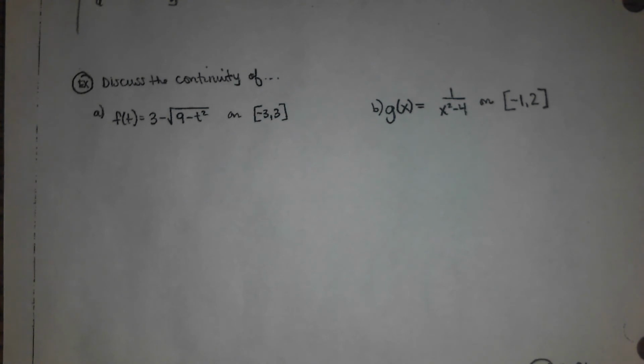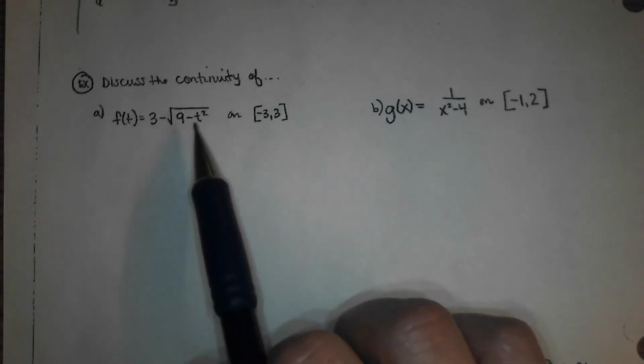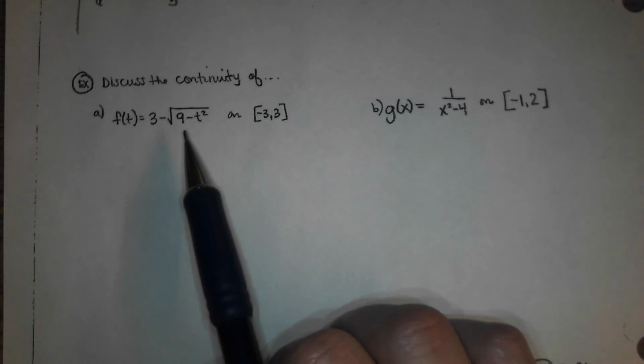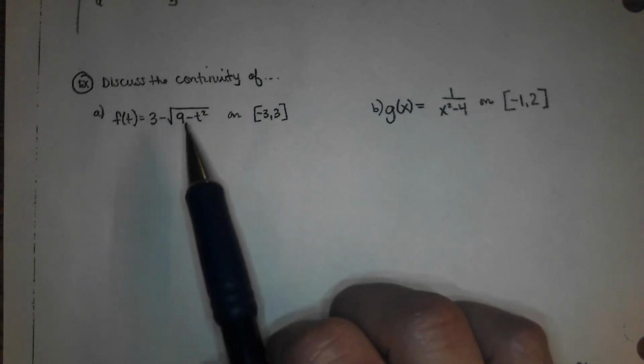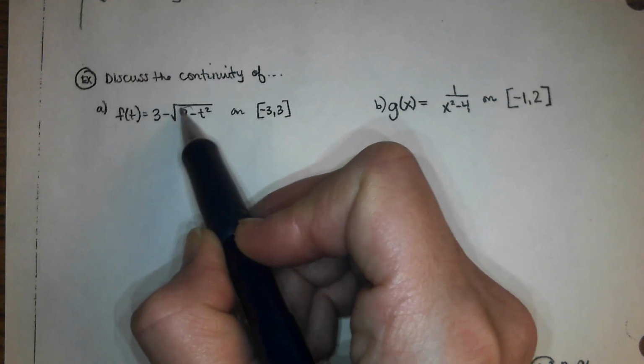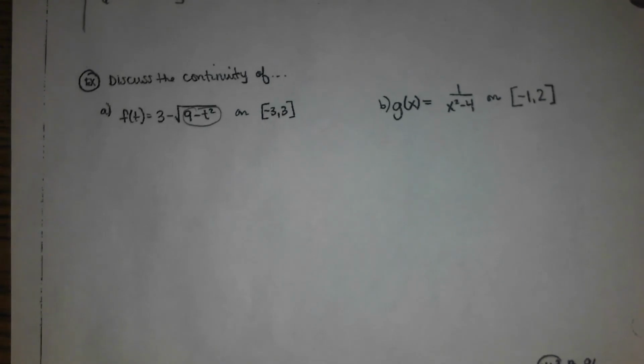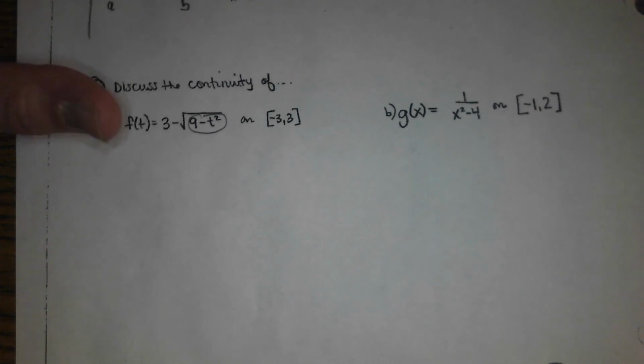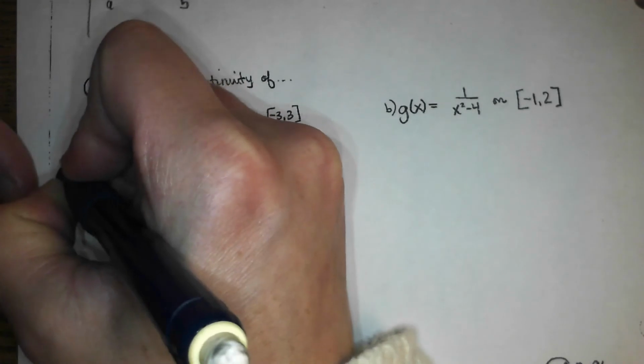So, I think the first thing we want to do is maybe explore what this graph's domain is, right? So what do you know about 9 minus t squared? Has to be what? Greater than 0.